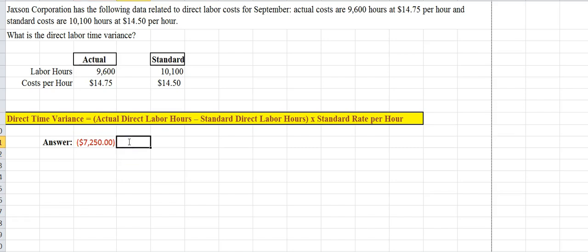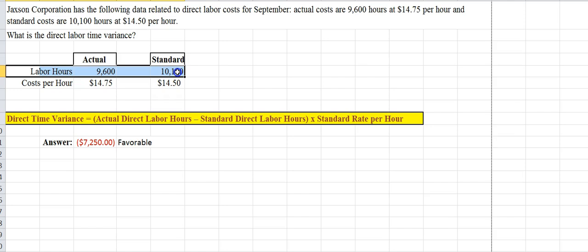So based on labor hours, you were able to save 7,250, which is great. And it cost you a little more. Maybe the decision was that you decided to employ more efficiently trained employees, and they demanded a higher salary per hour. So there's a negative variance here, but it's more than offset by the positive labor hour variance.